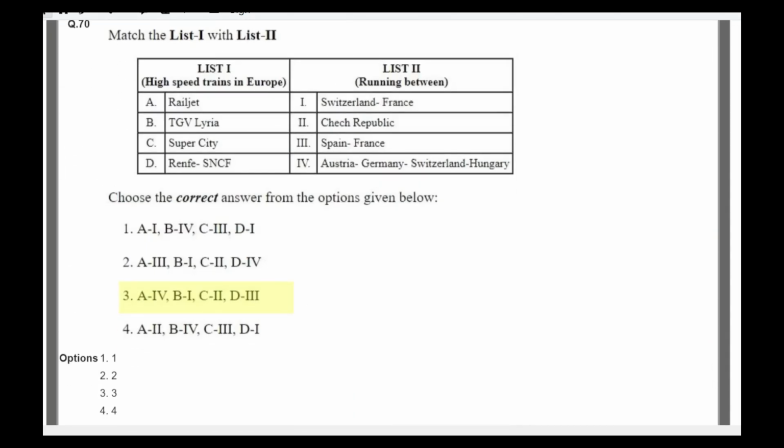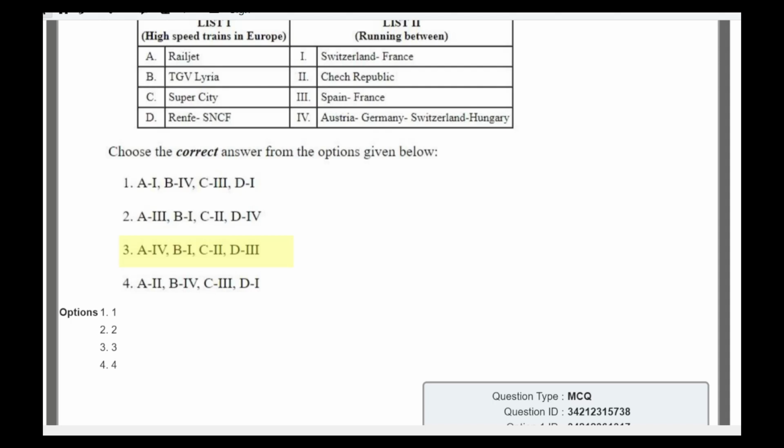Question number 20 is from high-speed trains in Europe and their routes. TGV runs in Switzerland and France. It's a France-based high-speed rail, and the same is for Renfe, SNCF. It runs between Spain and France. So your option number three would be the right answer for this question.